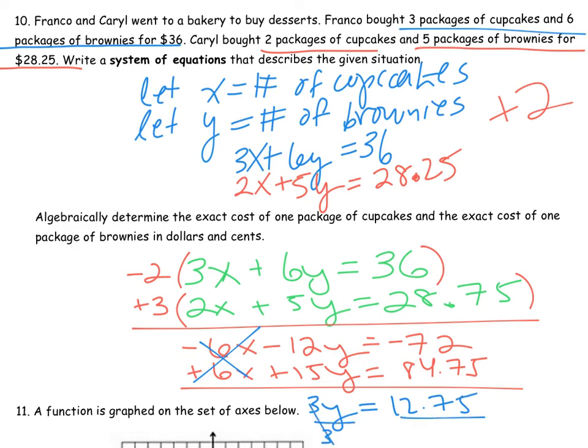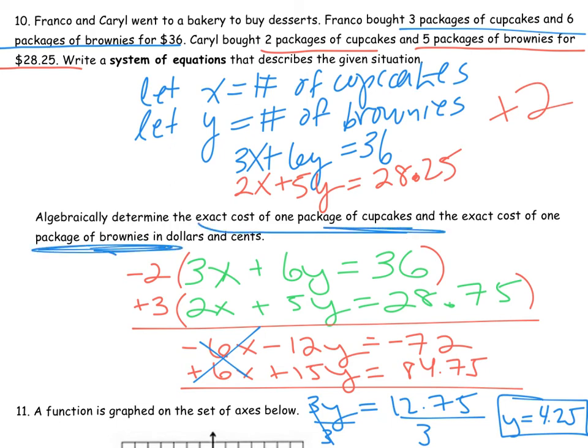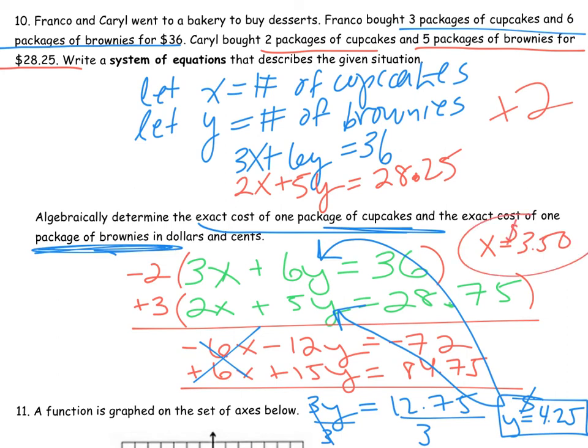When I solve for y, I'll get y equals 4.25, and that's the cost per brownie. But now we're not done. This asks for the cost of a cupcake and the cost of a brownie in dollars and cents. So this is my $4.25 for the brownie. You have to plug this back in to either the top equation or the bottom equation. And when you plug this in to solve for x, you'll get x equals $3.50. And that will be the cost for a cupcake. Okay?